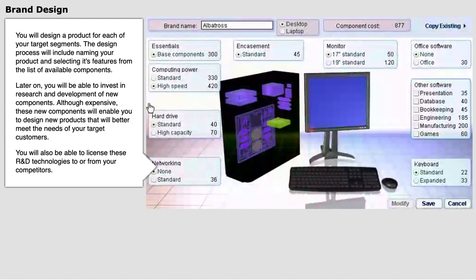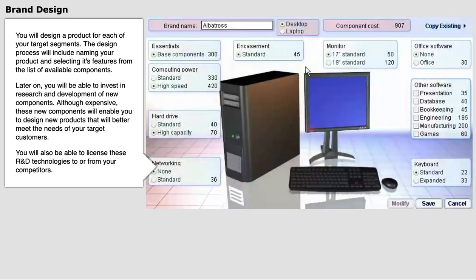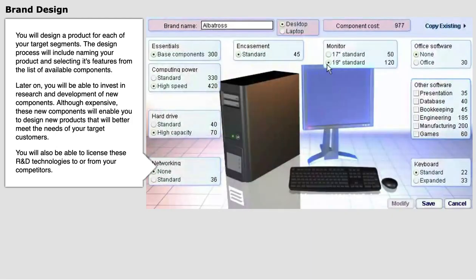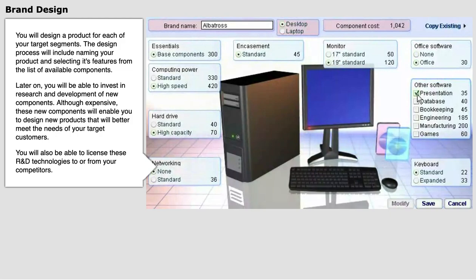Later on, you will be able to invest in research and development of new components. Although expensive, these new components will enable you to design new products that will better meet the needs of your target customers. You will also be able to license these R&D technologies to or from your competitors.